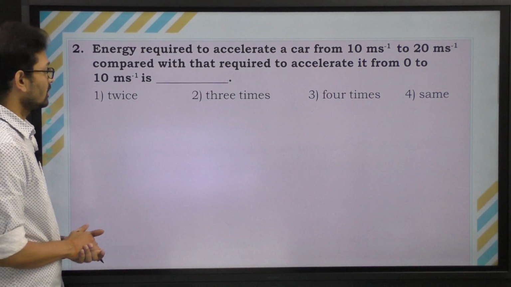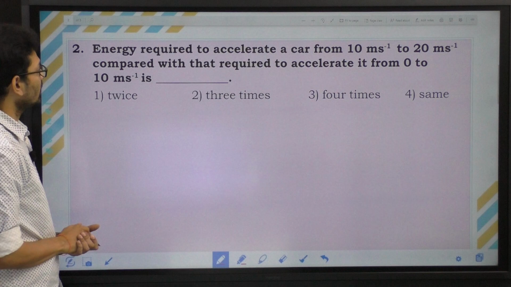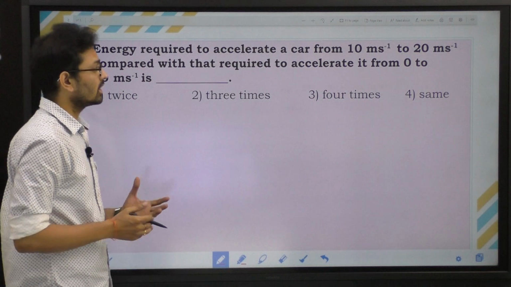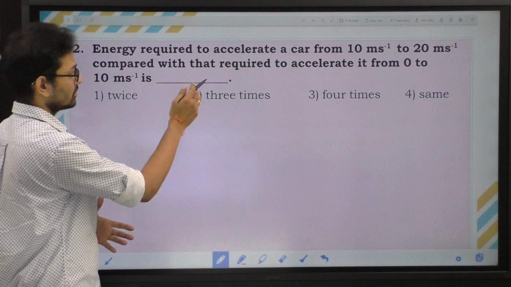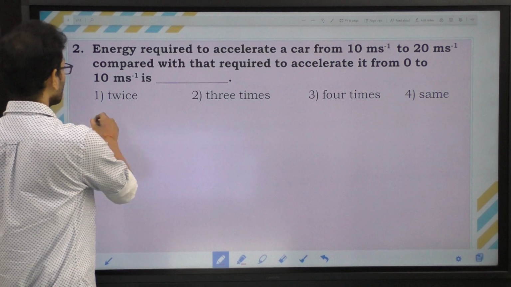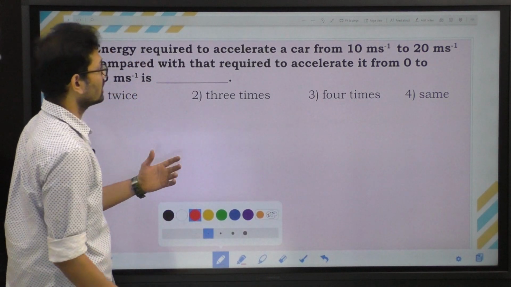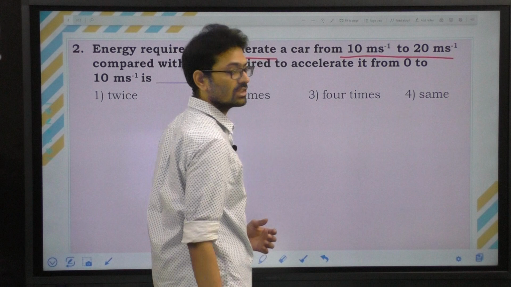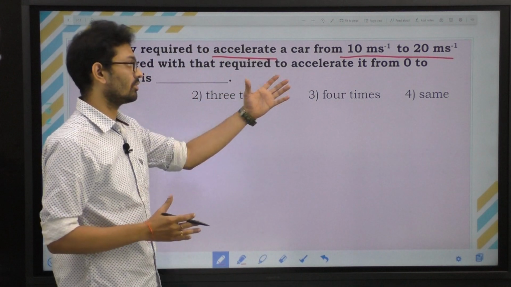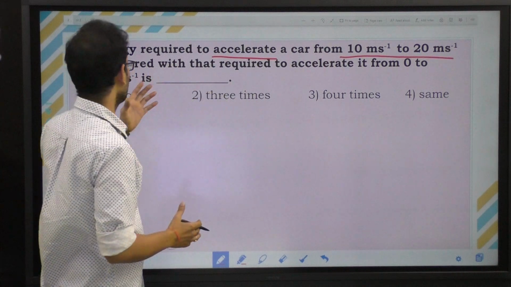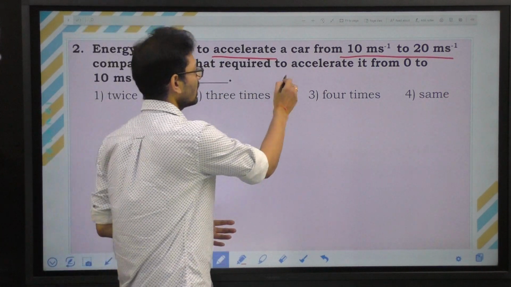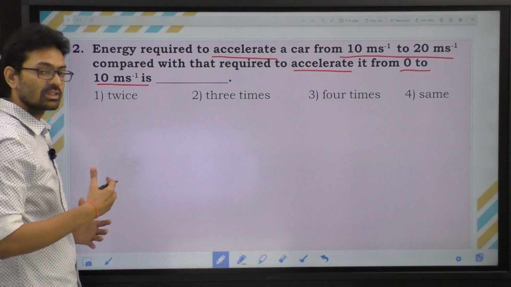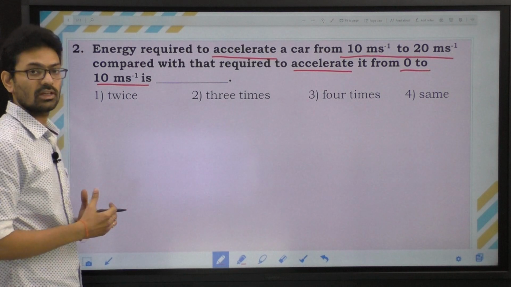In this question we have to find the energy required to accelerate a car from 10 meter per second to 20 meter per second. So if you check here, this car is getting accelerated, so that means there is a change in velocity. In the first case, the change in velocity is from 10 meter per second to 20 meter per second, and compared to another acceleration you have 0 to 10. Now they are asking how many times the kinetic energy is going to increase.